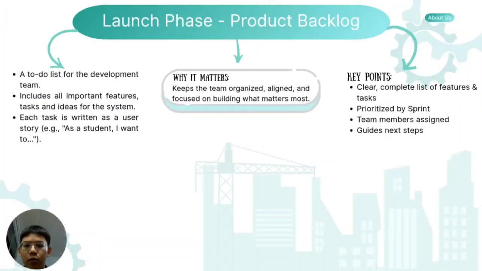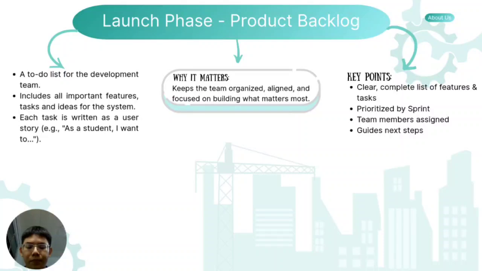Product backlog is a to-do list for the development team, and it includes all important features, tasks, and ideas for the system. Each task is written as a user story, and why it is important is because it keeps the team organized, aligned, and focused on building what matters most. And the key point is a clear and complete list of features and tasks, prioritized by sprint, and team member assigned, as well as guiding the next step.